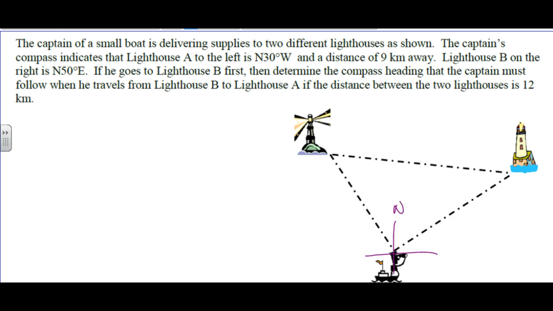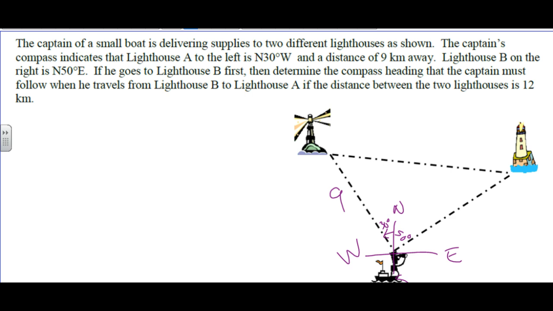So north, south, east, west. North 30 degrees tells us this angle between north and here is 30 degrees, right? And a distance of 9 kilometers away. So that's 9. Lighthouse B on the right is north 50 degrees east. So from north, we go 50 degrees. Again, that's from north, right? Tells us this angle in here is going to be 80 degrees, right? 30 on this side, 50 on this side.